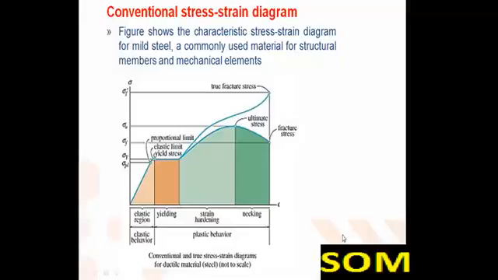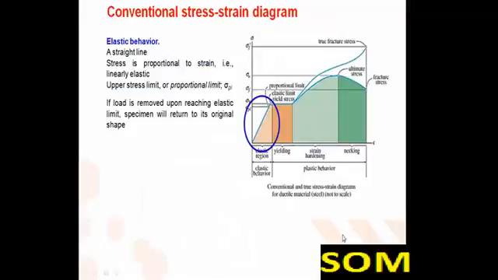Strains are plotted on the horizontal axis and stresses on the vertical. The diagram is a straight line from O to A, as shown in the next slide. This is known as the proportionality limit. In this region, stress and strain are directly proportional, and the behavior of the material is said to be linear.